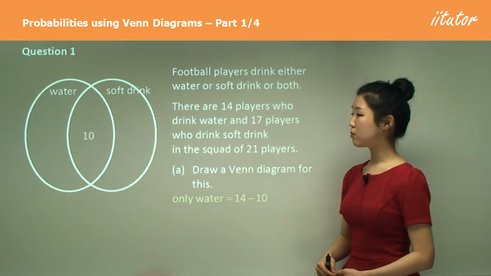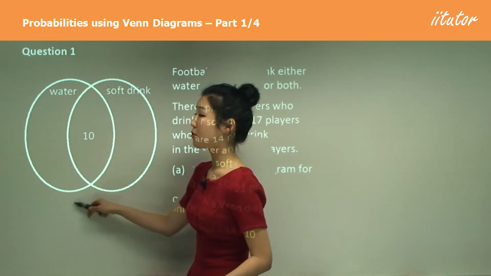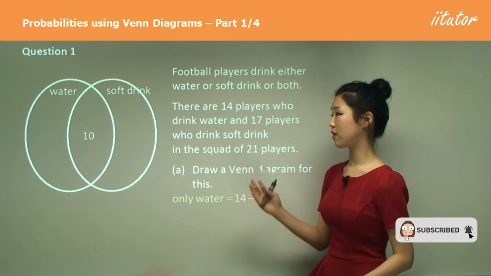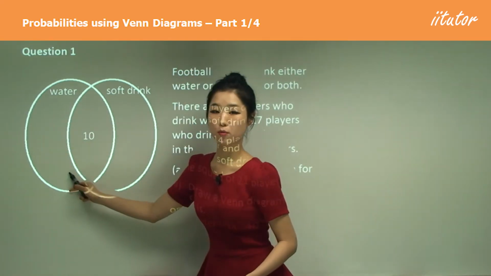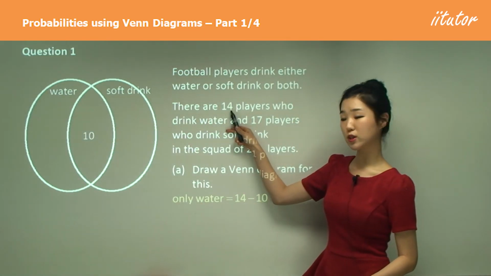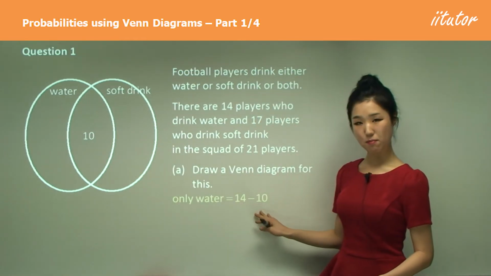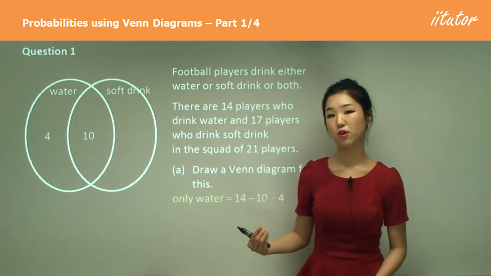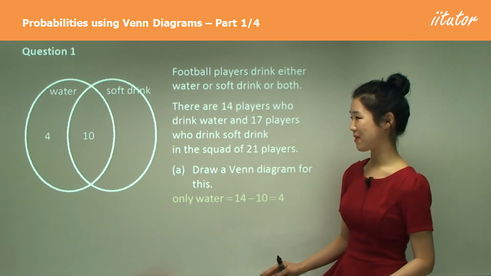Only water is represented by this whole circle here. And we know that 10 of the people who drink water also drink soft drink. But to find the people who only drink water, this moon-shaped part here, it will simply be the 14 players who drink water minus the 10 who also drink soft drink. So we do 14 minus 10 to get 4, so only 4 people drink water only. Those 4 people don't drink soft drink at all. That's what they mean there.